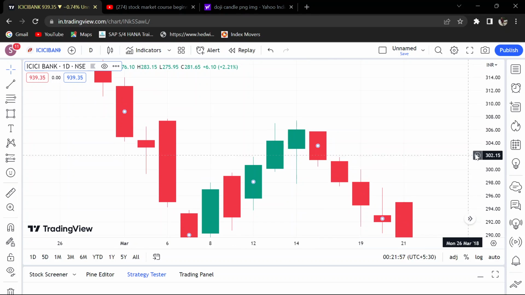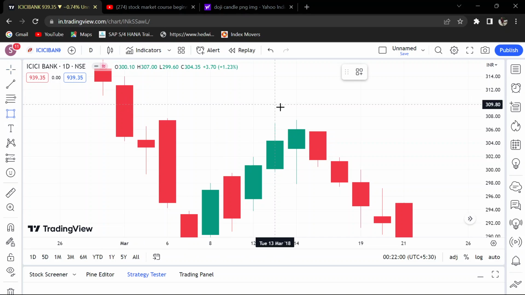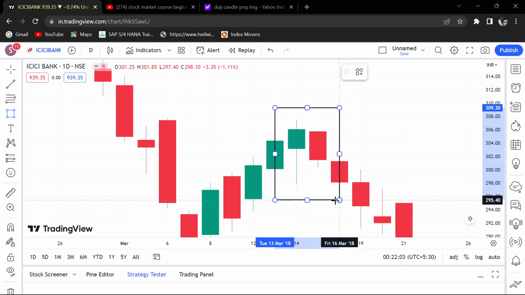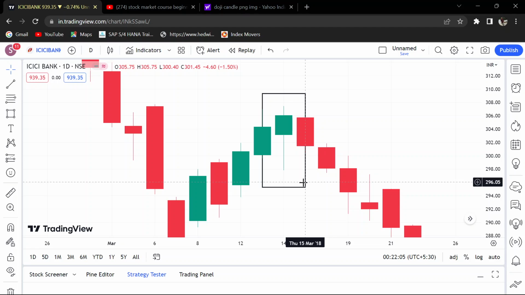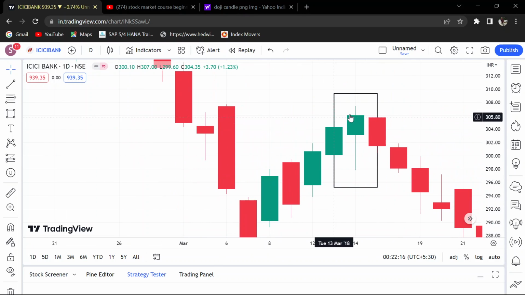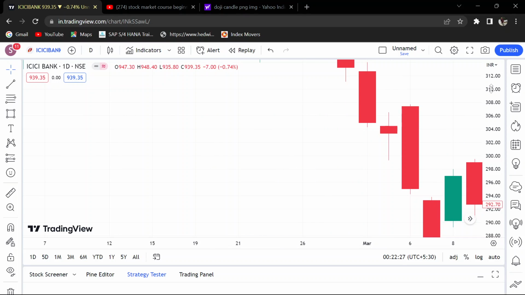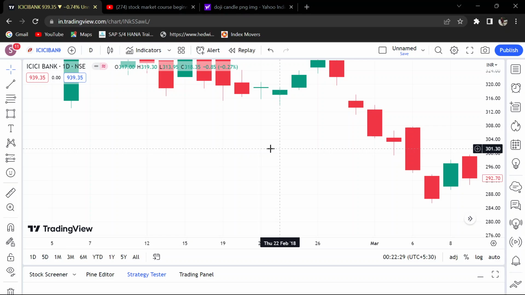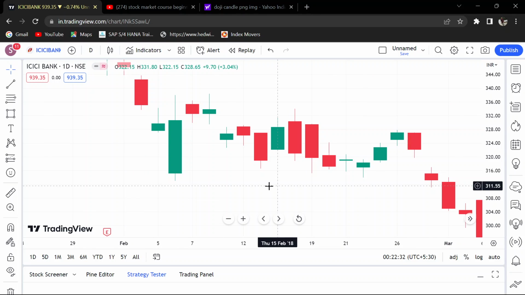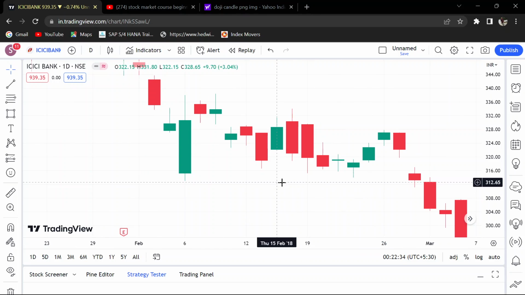See, this you can consider as a hammer. See, the lower wick is very long, with a small body, and there's also an upper wick, but it should not be there. In the chart it will not form exactly, so you can consider it a hammer. The upper wick should be very small so that it will be a perfect hammer. Here a bit larger wick is there. See, this one also you can consider as a hammer.